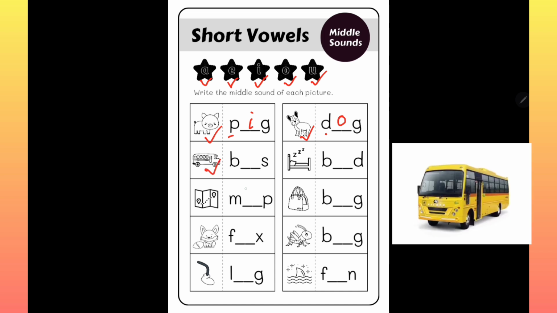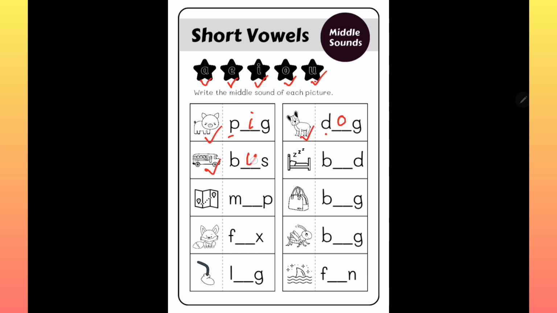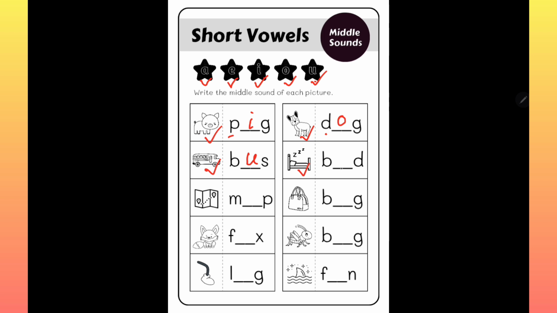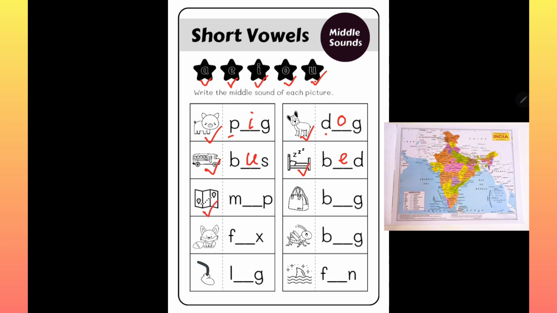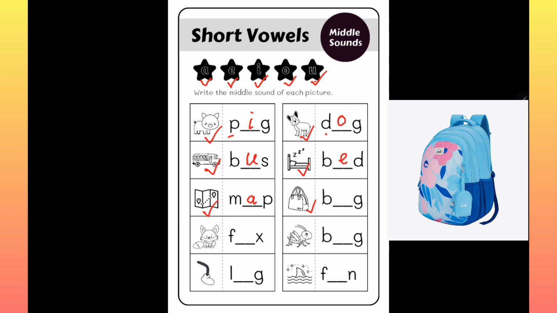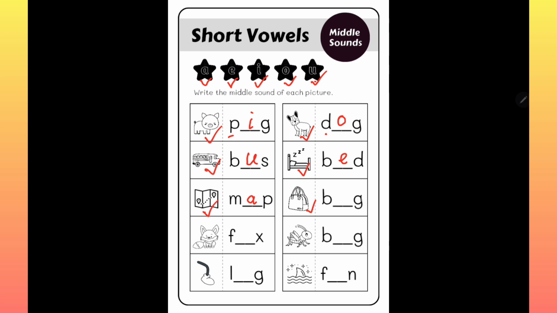This one is the picture of a bus. B, s. So the sound came from letter U. Now this one is bed. So B, d. The e sound coming from E, vowel or letter E. This one is the picture of a map. M, p. So we are going to write here A. Now this one is the picture of a bag. Bag. So B, A, G. So A sound came from A, vowel or letter A.